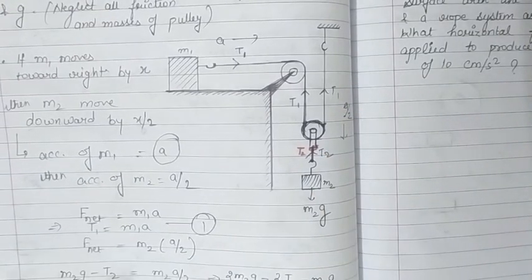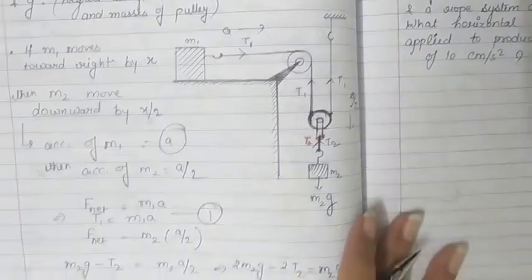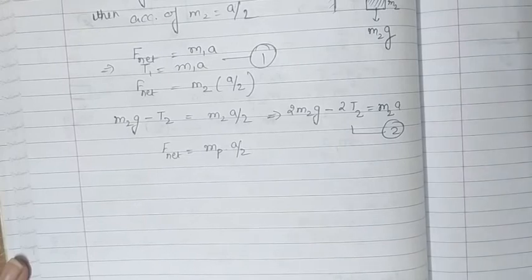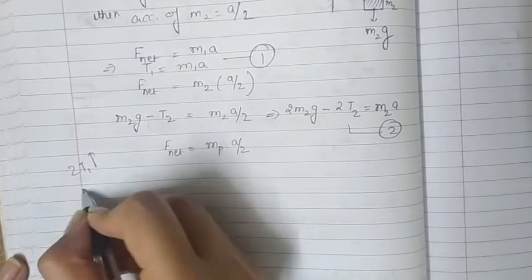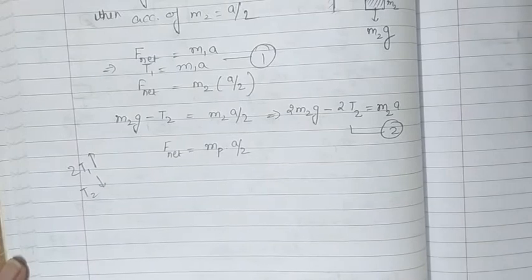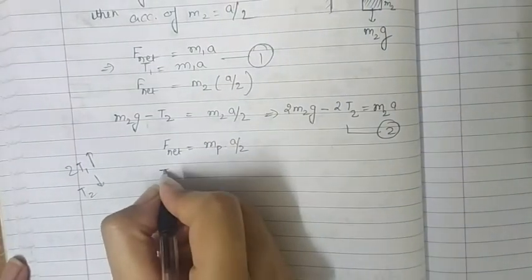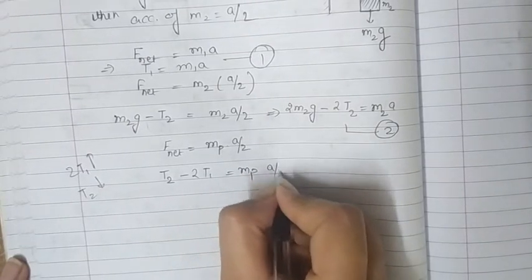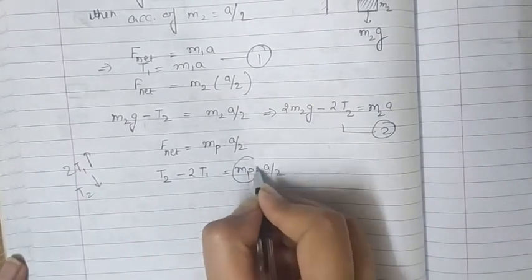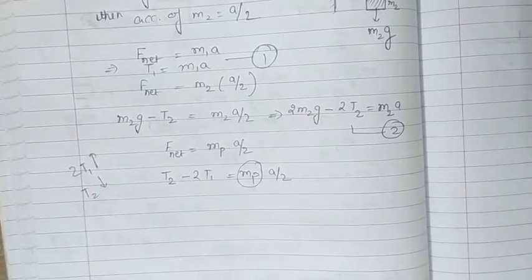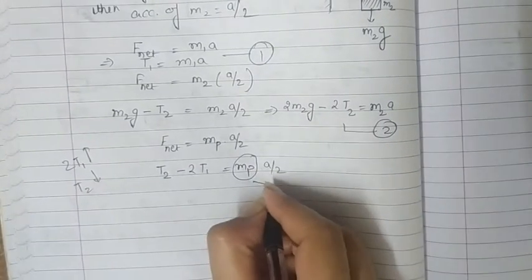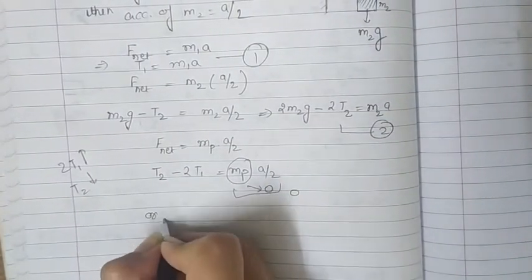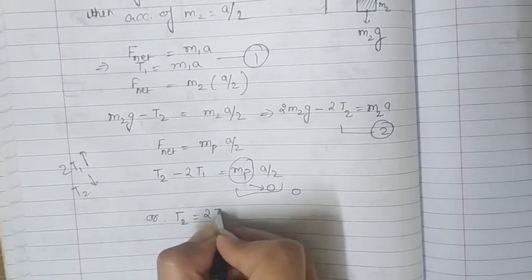So the net force acting on the pulley is the difference of 2T1 and T2. Now 2T1 is upwards, T2 is downwards, and the net motion of the pulley is downwards, which shows that T2 is more than twice T1, with the difference equal to the mass of the pulley times A by 2. But we have considered the pulley as massless and frictionless, so the mass of the pulley is 0. That means this whole right side will be 0, or we can write T2 is equal to 2T1.